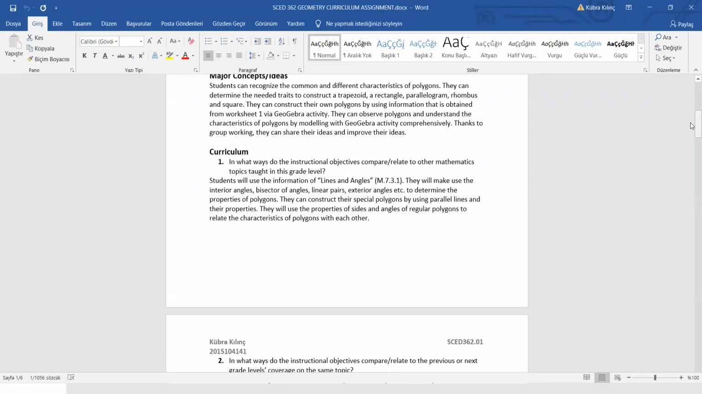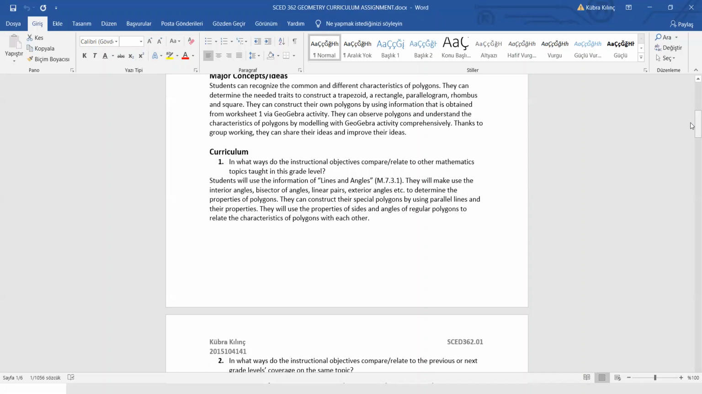I prepared the activity to help students recognize the common and different properties of polygons. With the activity, students will engage with polygons by constructing and modeling polygons in a GeoGebra activity. Thanks to the group working, they can improve their communication and collaboration skills mathematically, and it will help us provide students to think creatively in a meaningful environment.